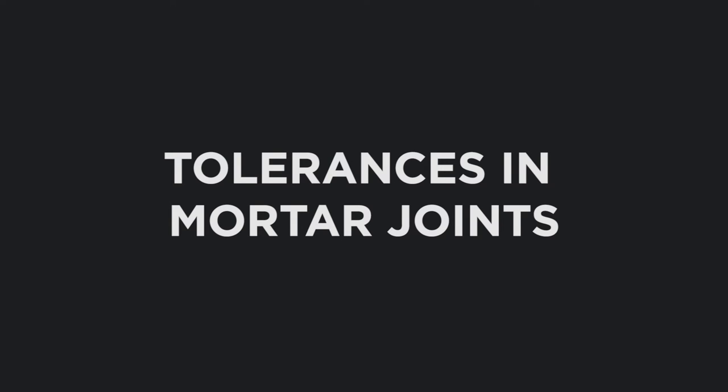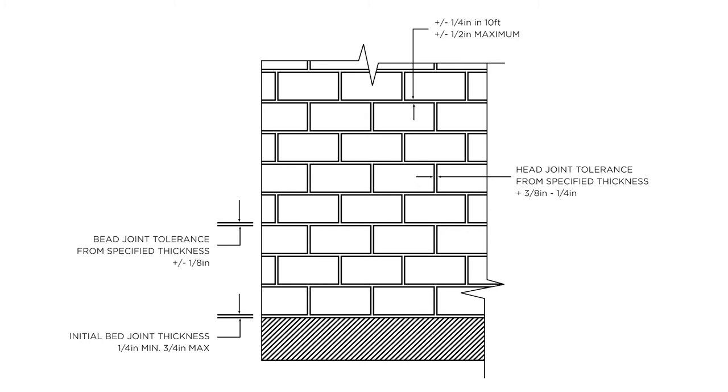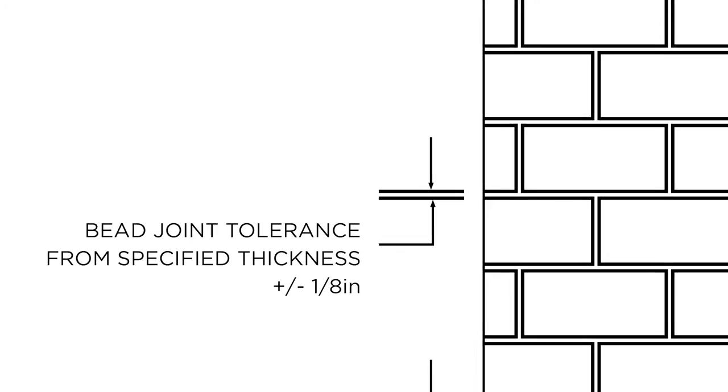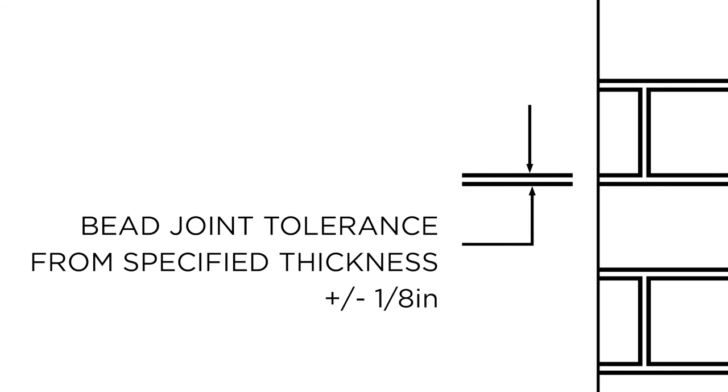Tolerances of mortar joints. The most basic tolerance contribution in masonry wall construction is the variation in mortar joint thickness. The tolerances of the code are based on specified mortar joint thicknesses of 3/8 of an inch for conventional masonry. In clay, concrete, and stone masonry, the mortar bed joint thickness is permitted to vary no more than plus or minus 1/8 of an inch. If the specified thickness was 3/8 of an inch, permissible mortar bed joint thickness would range from 1/4 to 1/2 inch.